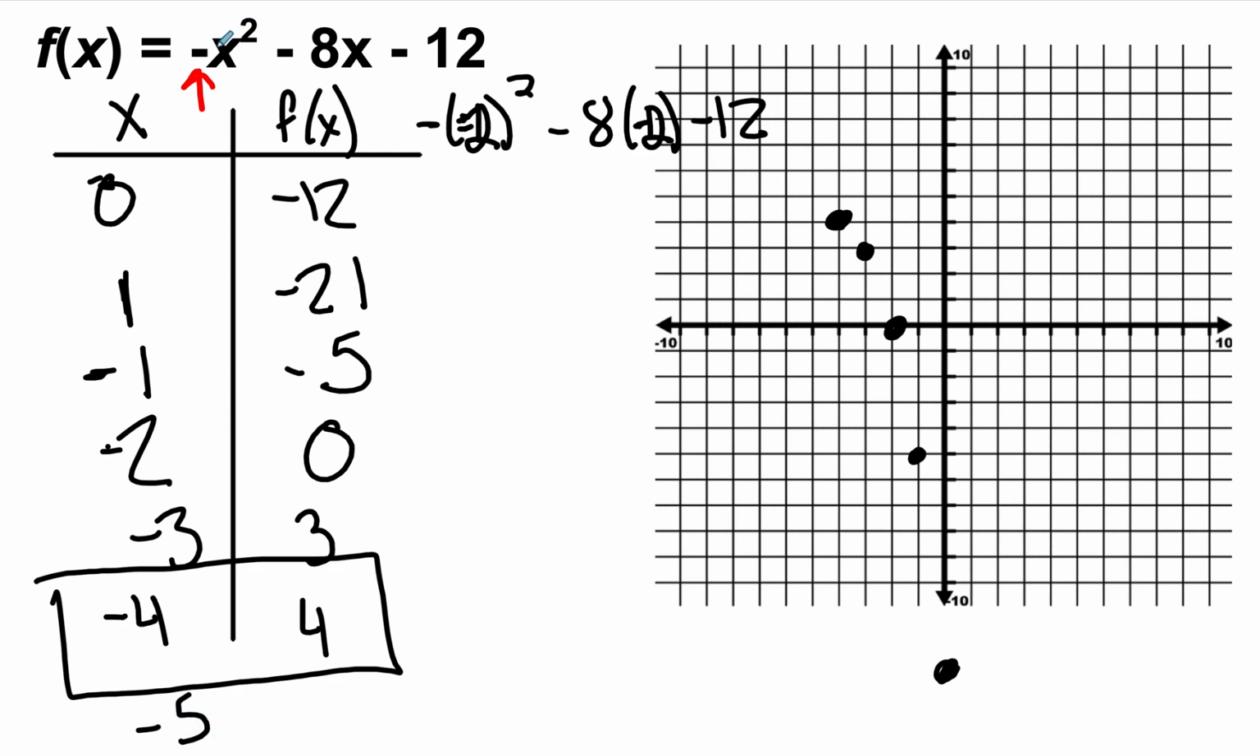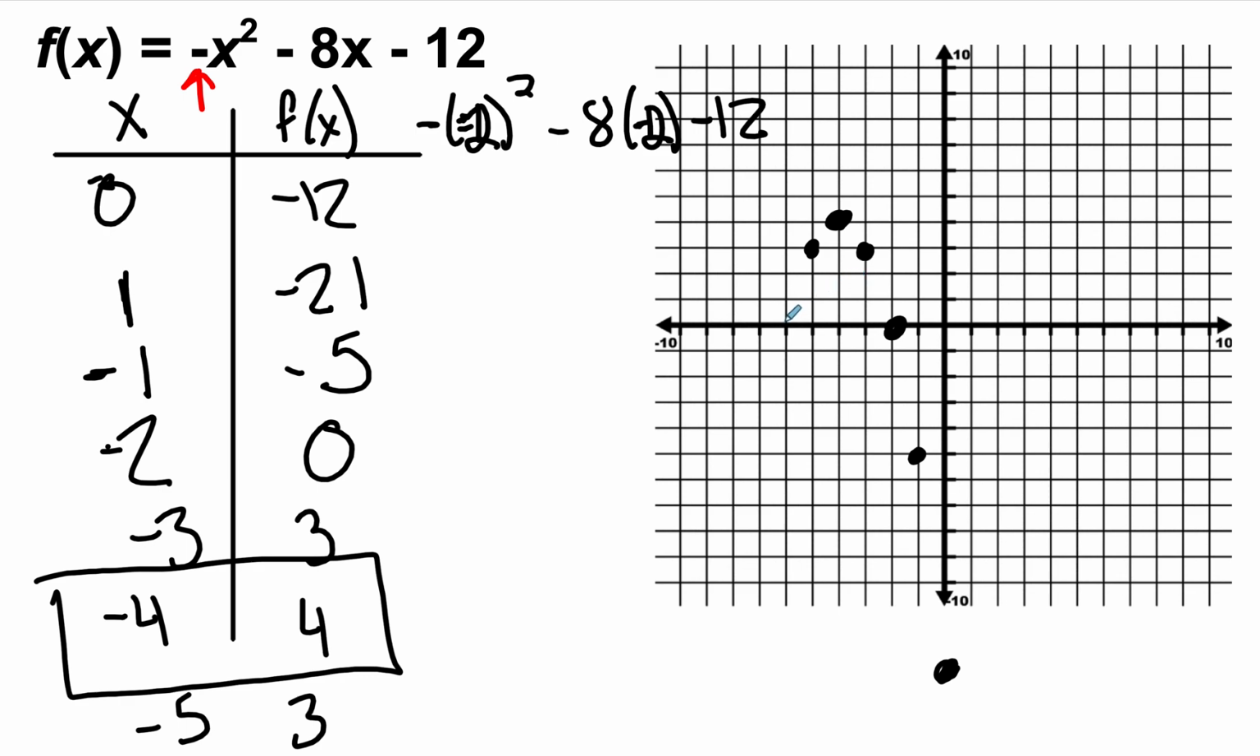So, negative 5 squared is 25. This makes it a negative 25. 8 times negative 5 is a negative 40. So we have negative 25 minus negative 40. So it's negative 25 plus 40, which is 15, minus 12 is 3.